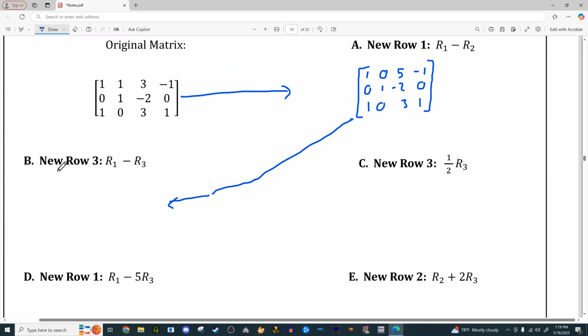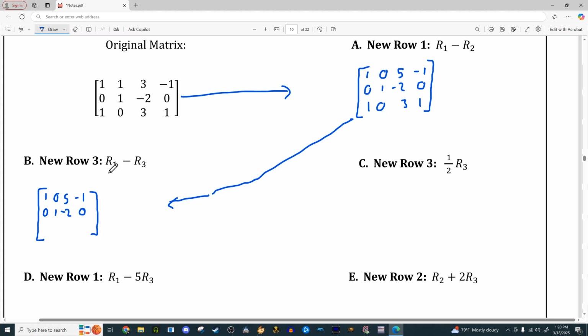We're now going to create a new row 3 by doing row 1 minus row 3. And it's okay if you don't understand why we're doing these things yet. That is totally fine. But what is super important is that I need to leave my row 1 and row 2 the exact same as before. So it's going to be 1, 0, 5, negative 1. This is going to become 0, 1, negative 2, 0. And my row 3, I'm going to leave blank for a moment. The reason these two copied over from letter A is because the only new row I'm making is row 3.